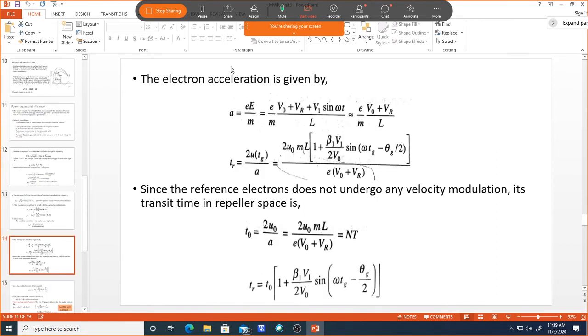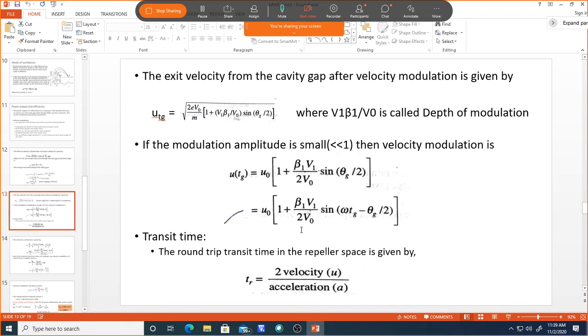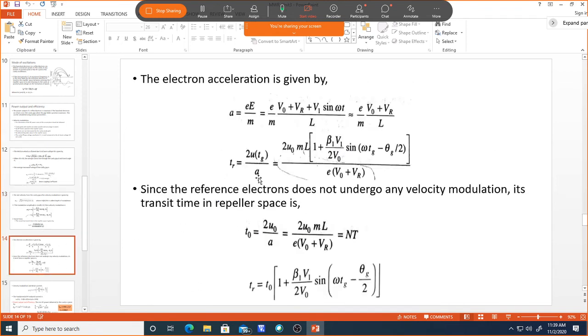Now the electron acceleration is given by these equations, and the transit time can be calculated by substituting this a and the velocity from the earlier equation, which gives the transit time in terms of acceleration and velocity. Since the reference electron does not undergo any velocity modulation, its transit time is given by 2 u naught by a, which equals n times T, where n is the mode number and T is the resonant period of the cavity.